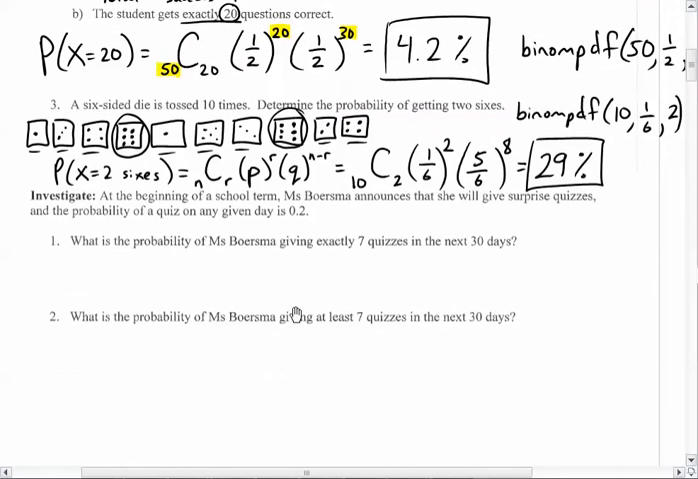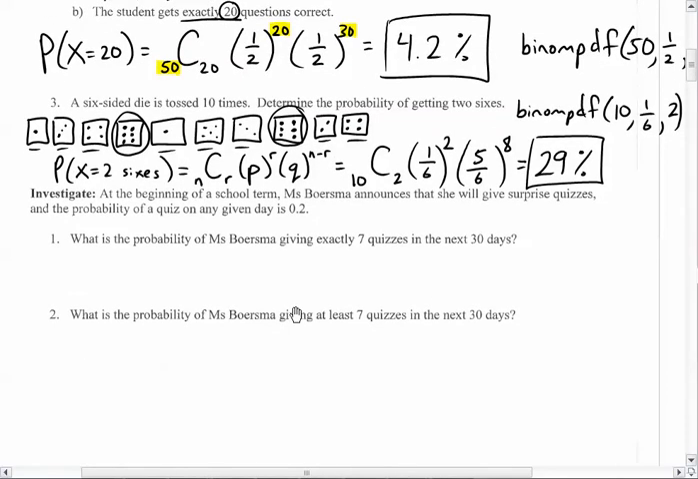Now, a hypothetical situation. Suppose at the beginning of this term I said that I'm going to start giving pop quizzes. The chance that you're going to get a quiz on any day is 20%. So what's the chance that out of the next 30 days, I'm going to give you 7 quizzes? So out of a total of 30 days, you're going to get 7 quizzes. So the probability that you get 7 quizzes is, out of the total number of days, you want to choose 7 of those days for a quiz.